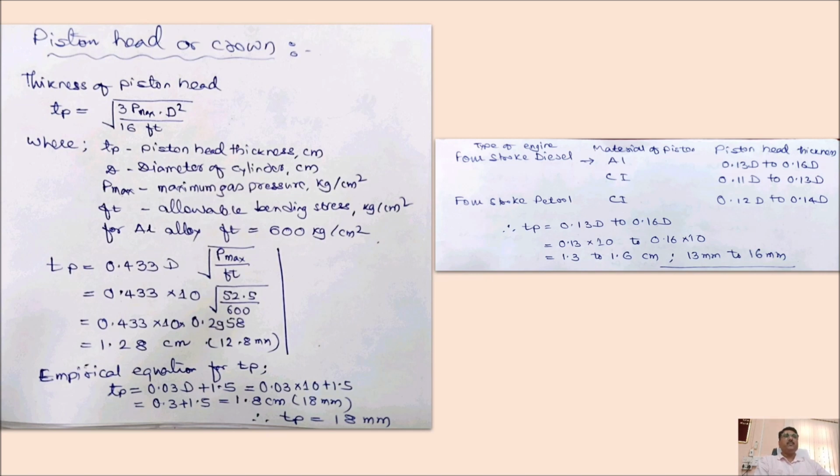Here for the present case, the engine is a diesel engine, it is 4-stroke, and the metal of piston is aluminum alloy. So the value of Tp is 0.13 D to 0.16 D. Substituting the value of D, Tp is 13 millimeter to 16 millimeter.